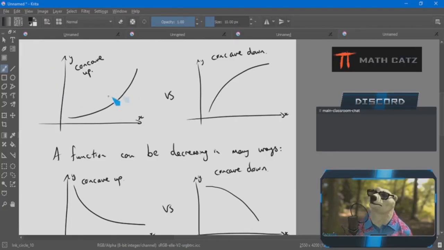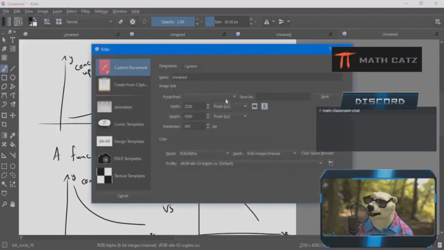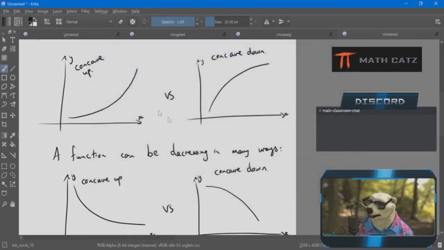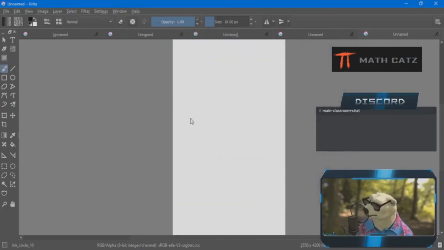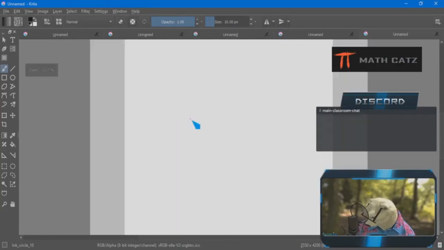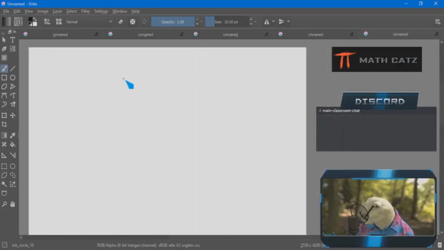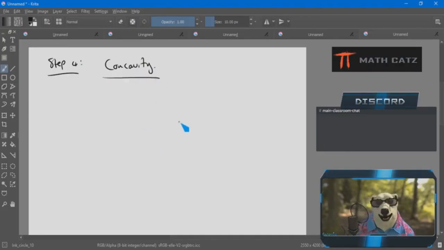Now, how am I going to figure out which aspect of the function leads to the way it bends? So let's make a new page. First of all, I just want to call this step 4. The bend in the graph, we call that the concavity. Concavity. How it bends.